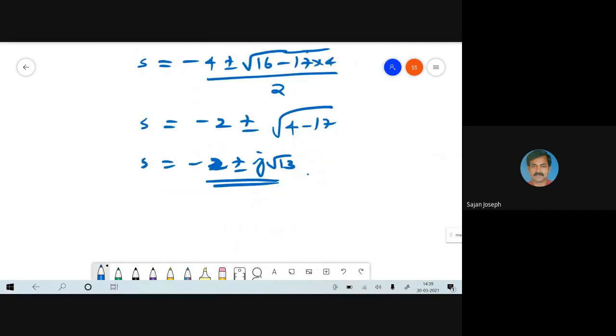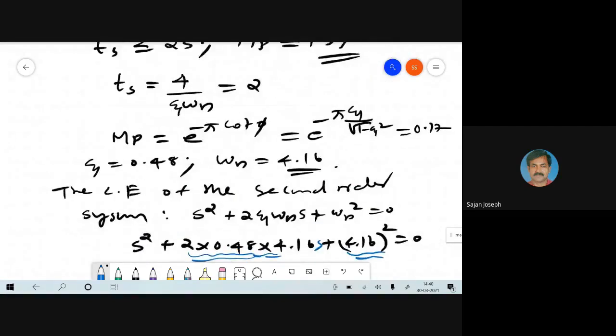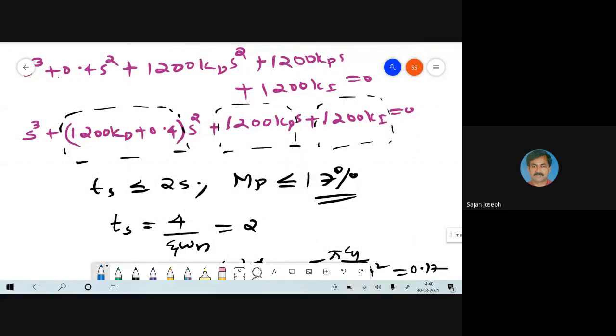Now we will select this set of roots as the dominant closed loop poles of the system after adding the controller. After adding the controller, how many roots are there in total? Three roots. There are 3 roots.